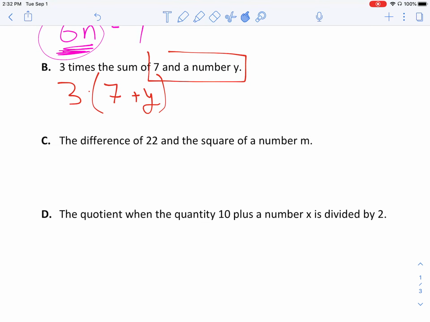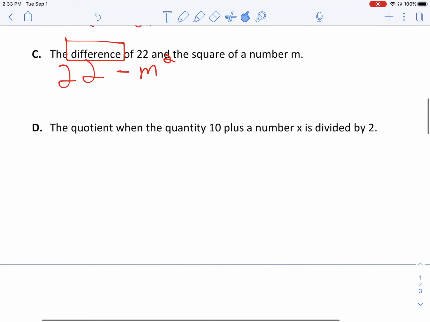It says the difference of 22 and the square of a number m. So this can kind of be misleading. I want to take 22 and I want to subtract from it, because difference means subtract, whatever m is squared. The difference of 22 and a number m squared tells me 22 is first, and I'm subtracting whatever m squared is from 22.